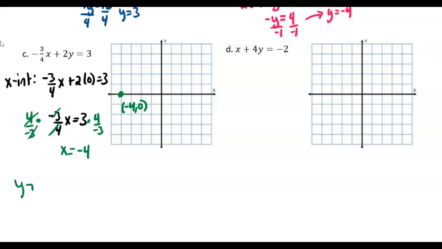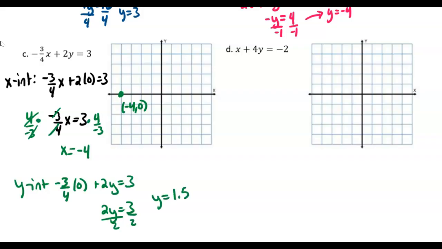So to find the y-intercept, you plug in 0 for x plus 2y equals 3. And you get 2y equals 3, divide by 2. So y equals 1.5. So that's right here. So this is (0, 1.5), that point.